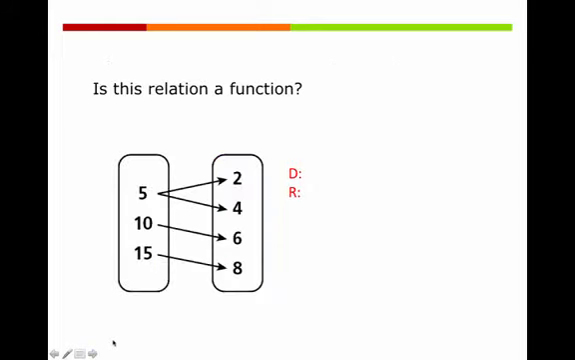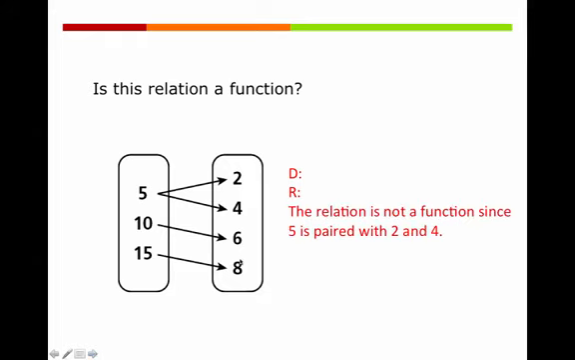Here, I want to know if this relation is a function. So 5, notice, maps to 2 different values of y. So this is not going to be a function. Okay, because 5 is paired with 2 and 4. So this is not a function.